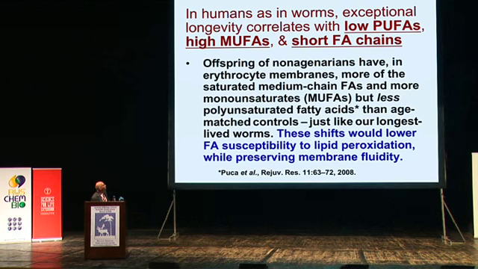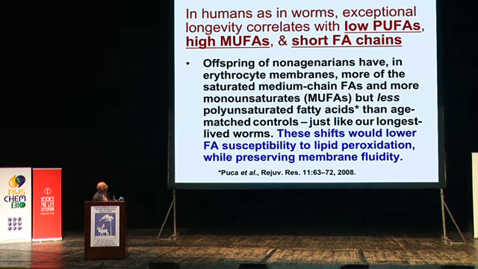There's reason to believe that the same principles apply to humans. A study published in 2008 in Rejuvenation Research showed that the offspring of nonagenarians, people who live to at least 90, if you look at their erythrocyte membranes, they have essentially the same changes compared to age-matched controls. So they've inherited half the genes from their parents. That's why you're looking at the children of nonagenarians. If you look at nonagenarians themselves, you don't have age-matched controls because they'd be nonagenarians too.